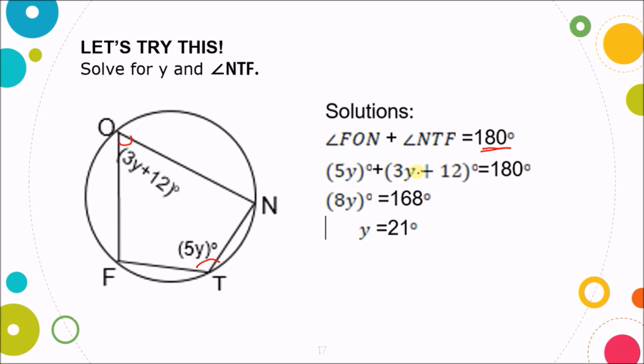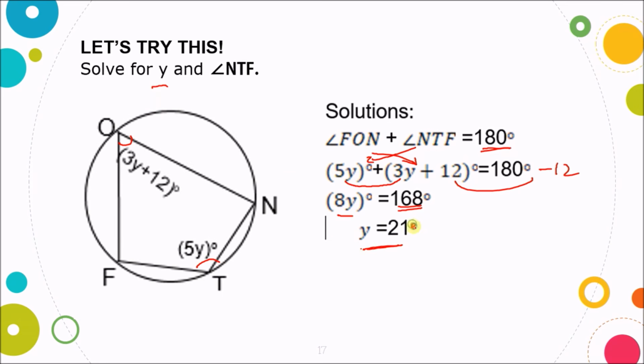Just have to substitute everything, okay? The 3y plus 12 belongs to angle FON which is this, nabaliktad sila. NTF is the 5y, okay, which is this. Pinagad natin, that is add up to 180 degrees. Combine similar terms, we have 5y and 3y is 8y. The 12 here will be transposed here, you will have 168. Dividing both sides by 8, you will have 21. So therefore, the value of y is 21.